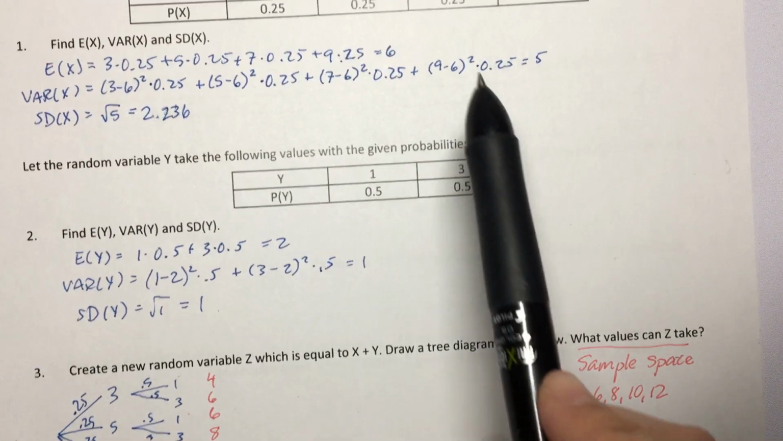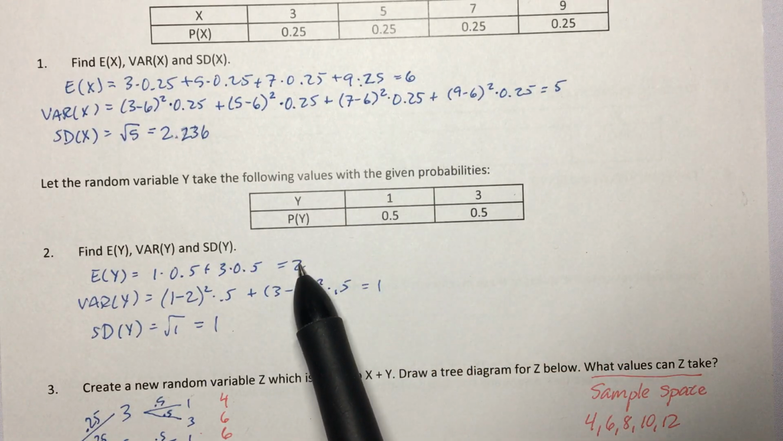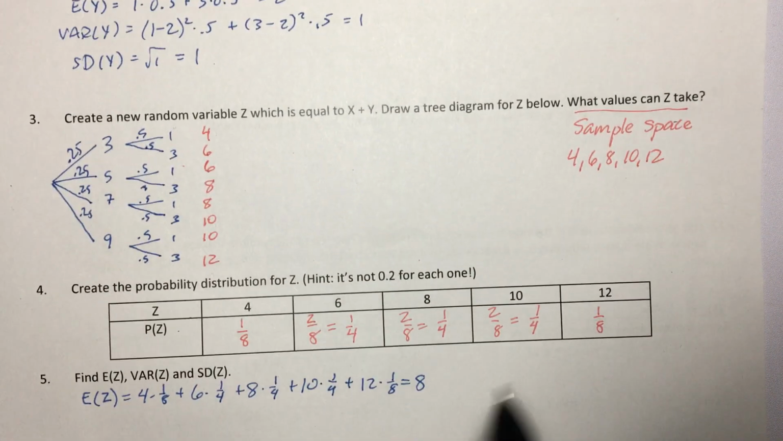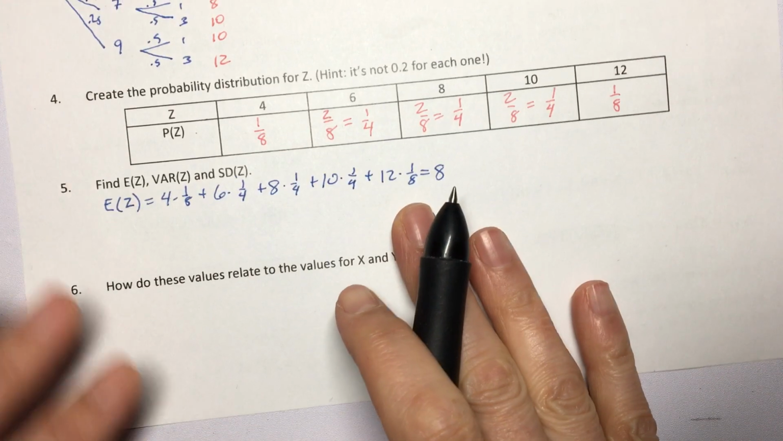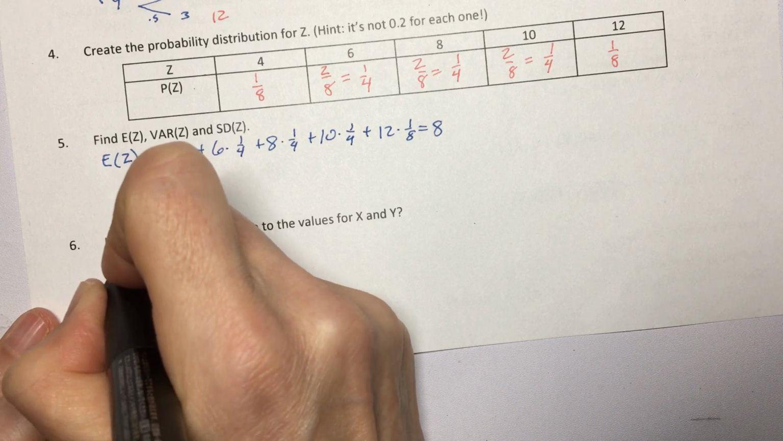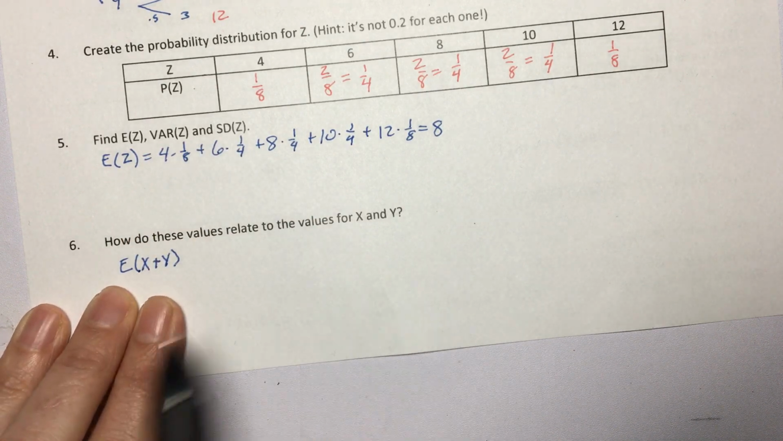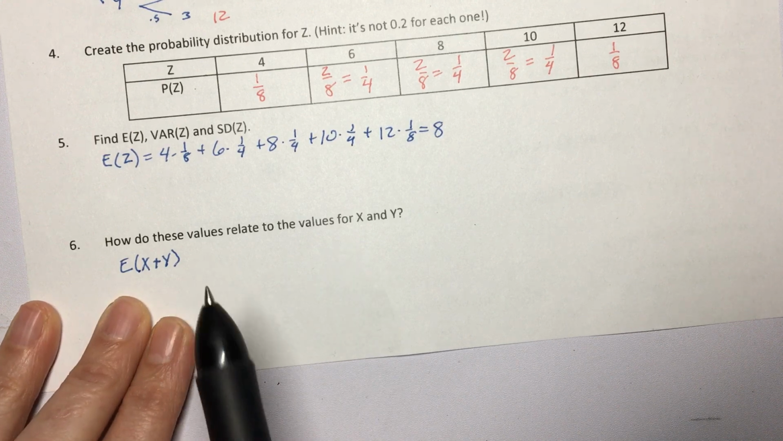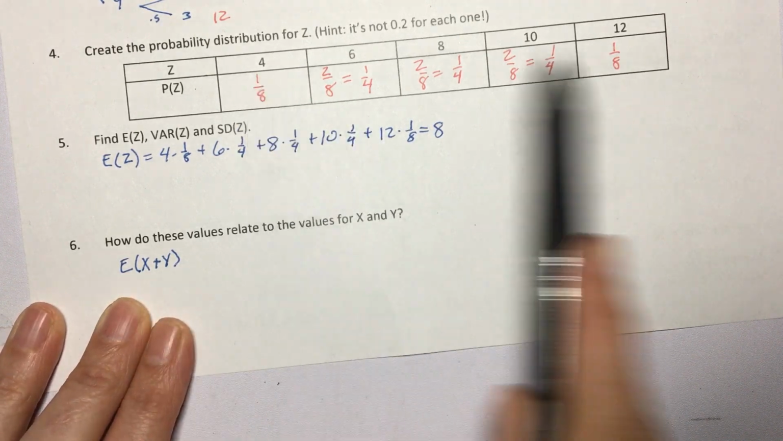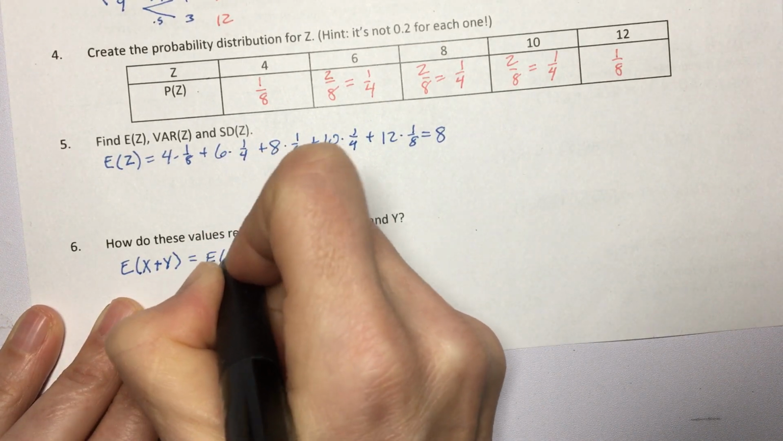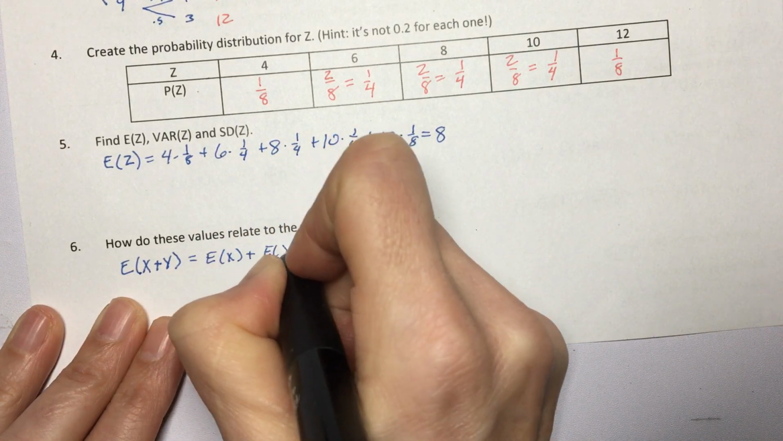Our original expected values were 6 and 2. We added them together and we have 8. Coincidence? I don't think so. In fact, we could even make a rule of this. The expected value, if you have 2 independent random variables, because x and y are independent of each other, that's why we call them independent random variables, and you're randomly getting any of those outcomes. So that's your expected value of x plus your expected value of y.